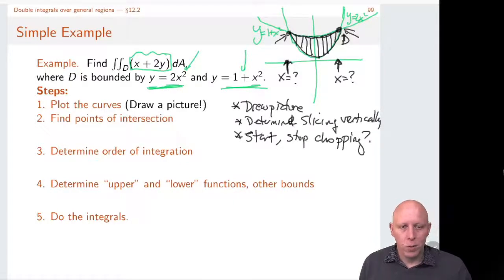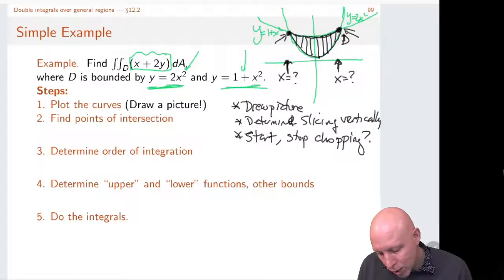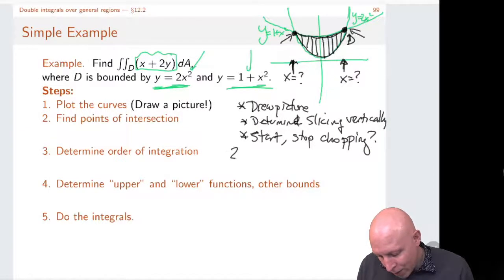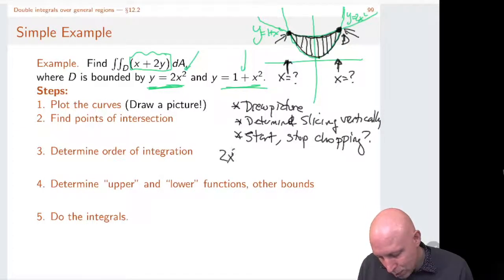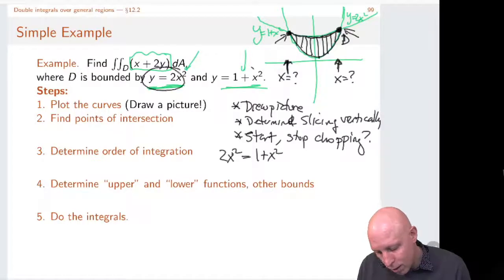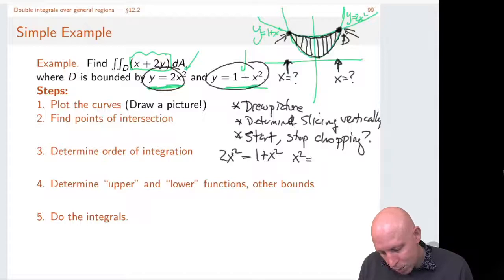Okay, so where do I start chopping, where do I stop chopping? The bounds of this region are determined by the intersections. So 2x squared equals 1 plus x squared. I have to set these two functions equal to each other. So I get x squared is equal to 1. So this is x equals plus or minus 1.